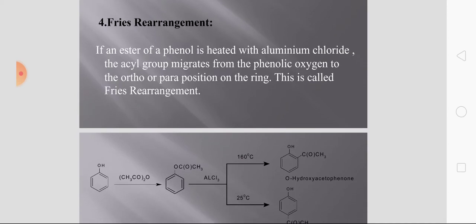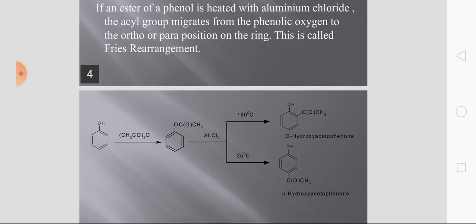Next, Fries rearrangement. This is a different reaction from alcohol. The last three reactions are similar to alcohol. Fries reaction is shown only by phenol. It is not shown by alcohol. When an ester of a phenol is heated with aluminium chloride, which acts as a Lewis acid, the acyl group migrates from the phenolic oxygen to the ortho and para positions of the ring, and this reaction is called Fries reaction.